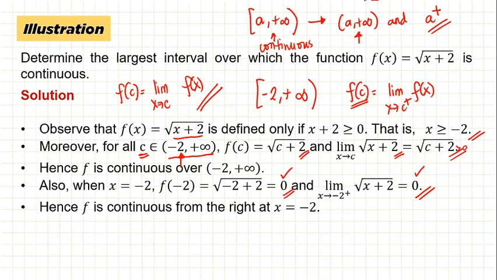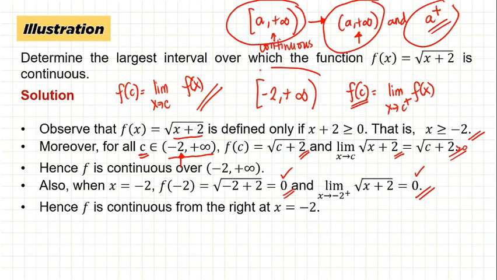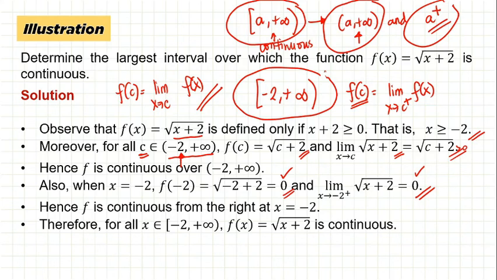So in this case, na-check natin tong first condition at yung second condition. So it will follow that yung function ay continuous on this interval, which is this one. Therefore, for all x element of the interval from -2, where -2 is included, to positive infinity, f of x equal to square root of x plus 2 is continuous. So this will be the largest interval.